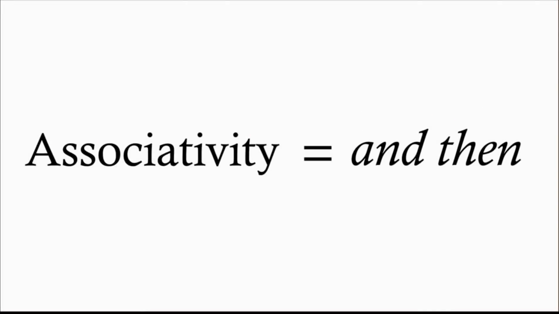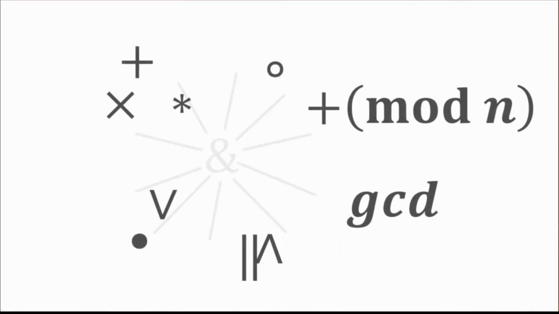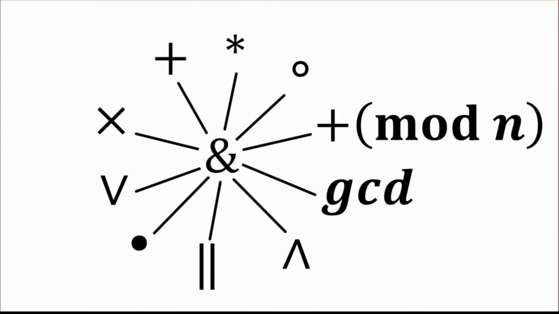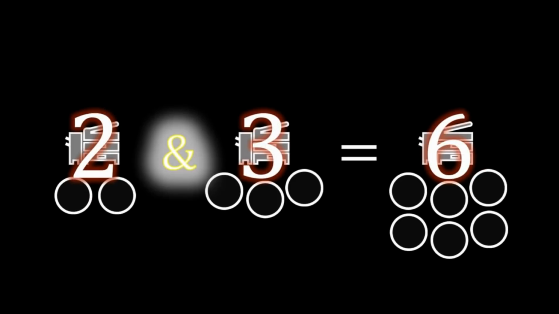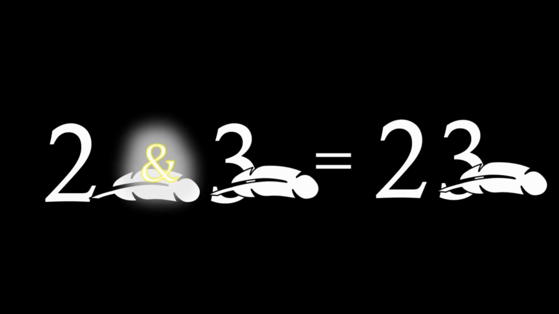We are now ready to see associativity for what it really is. Associative operations are and-then operations. And, like in Jack and Jill, they each tell a story. Let's briefly explore the and-then representation in each of our examples. Addition is add 2 and then add 3. Multiplication is make 2 copies and then make 3. Concatenation is write 2 and then write 3.